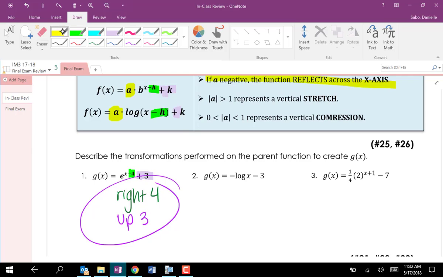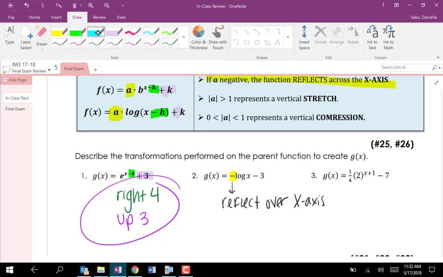Okay, piece by piece. The number all the way out in front means what all the time? Reflect. Reflect over what? X. Over x-axis. Okay, now this one's tricky, I feel.